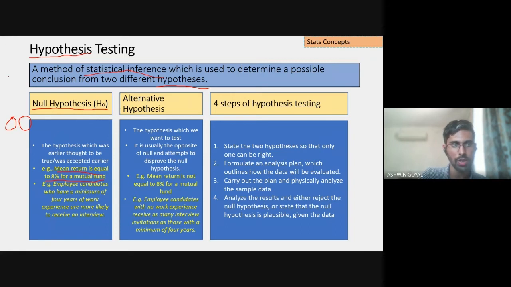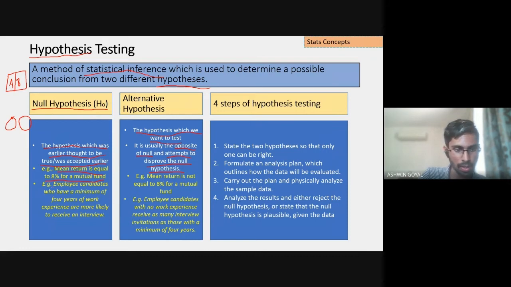Basically, if I draw this in set notation, this would be set A and this would be B, and together they would constitute the entire sample space. So the hypothesis which was earlier thought to be true or was accepted earlier is the null. And the hypothesis which we want to test is the alternate hypothesis, which is the opposite of null, right? It is almost always the opposite of null and attempts to disprove the null hypothesis.